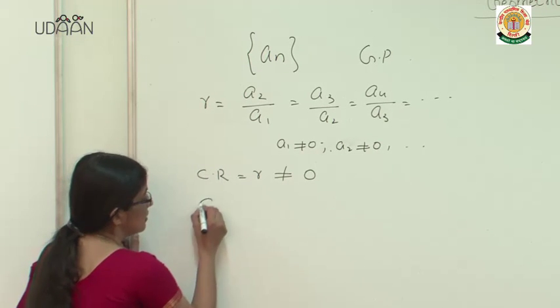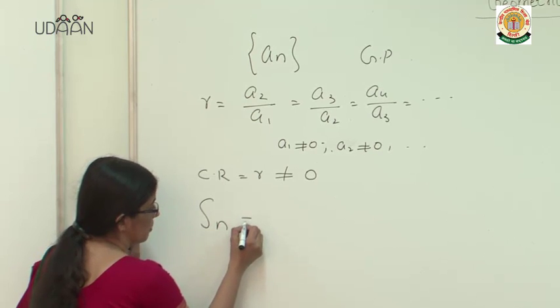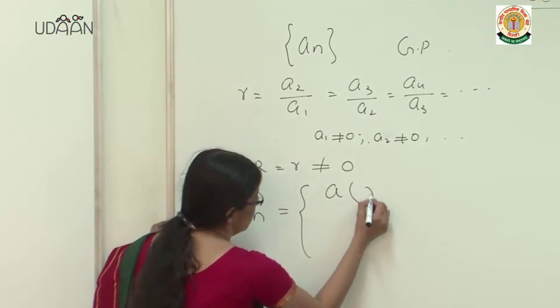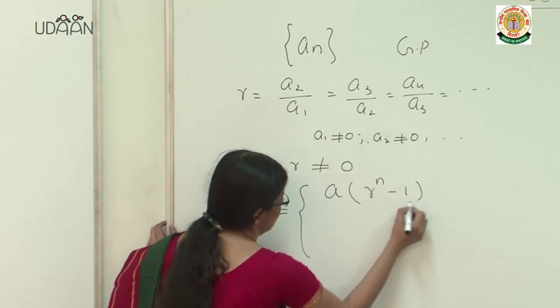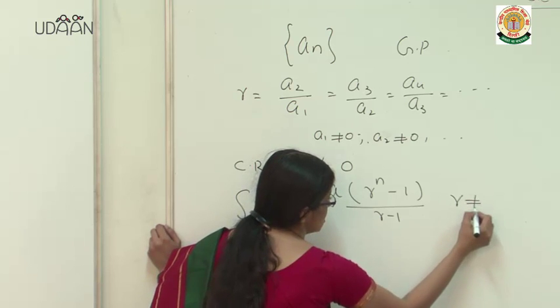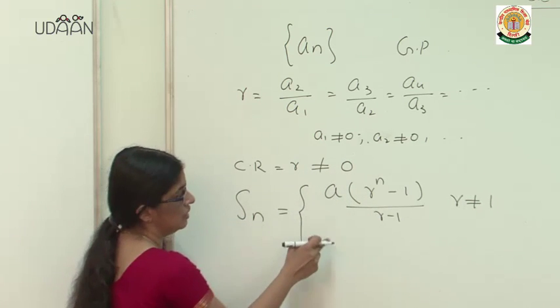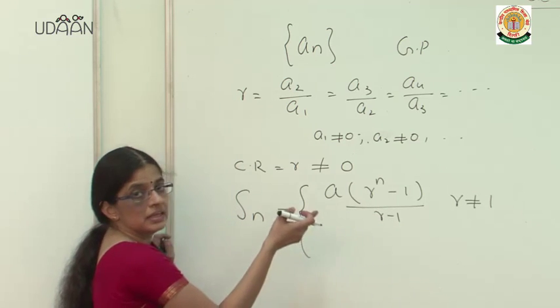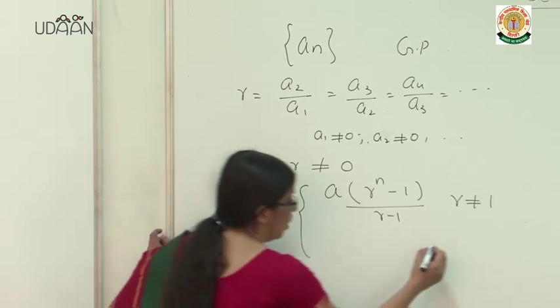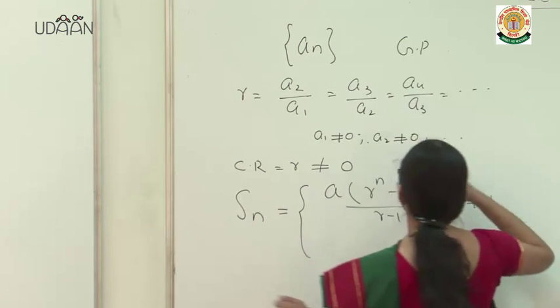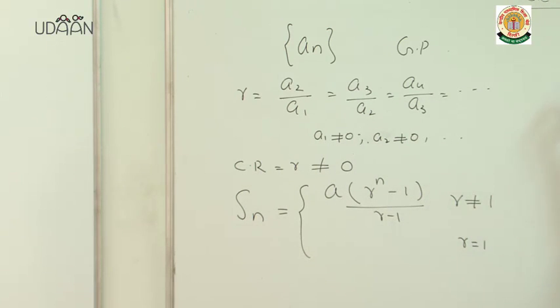Now, the sum to n terms of a geometric progression is given by the formula a into r power n minus 1 divided by r minus 1, r not equal to 1, because when r equal to 1, this formula reduces to 0 by 0 form, which is an indeterminate form. What happens if r equal to 1? Let us see what happens to the sequence when r equal to 1.